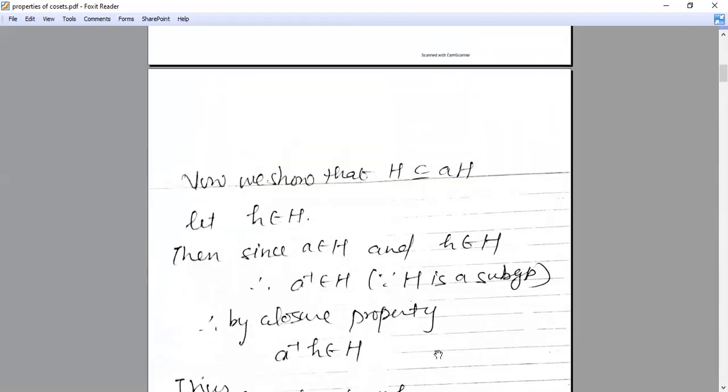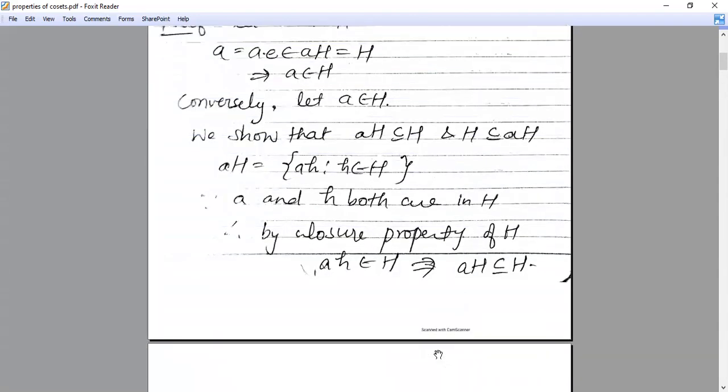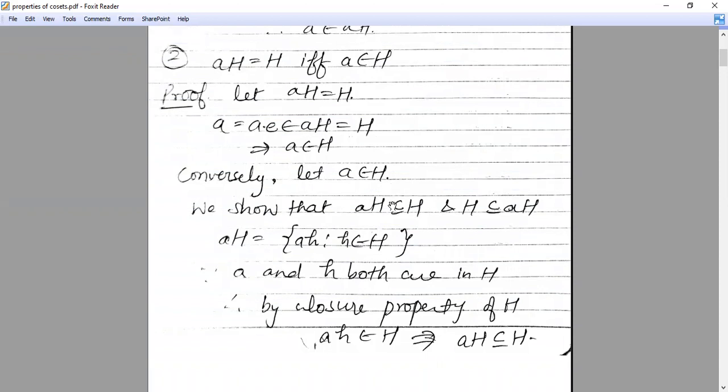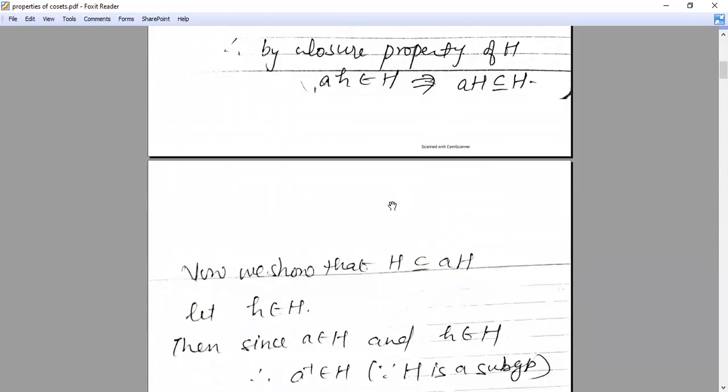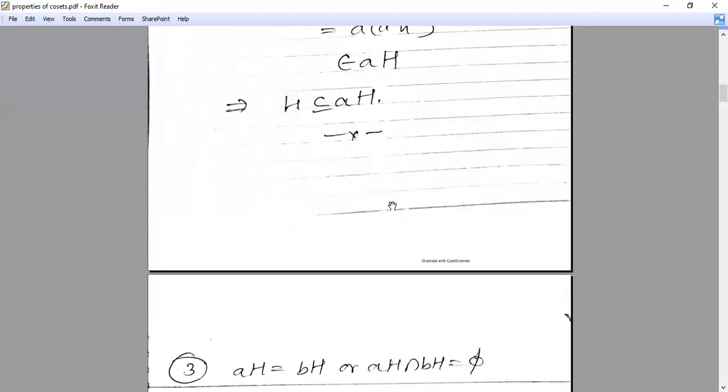So this property we have proved that AH is equal to H if and only if A belongs to H. So if your representative element A is coming from the subgroup, then your left coset becomes equal to the subgroup. So this is an important property that you will see from examples also.